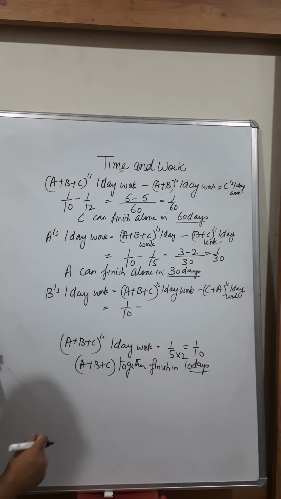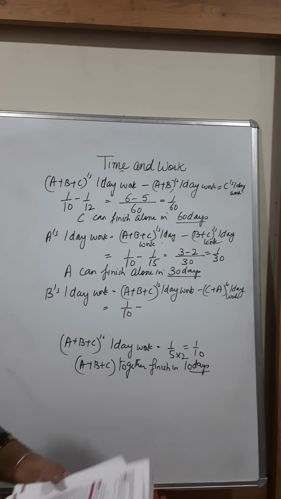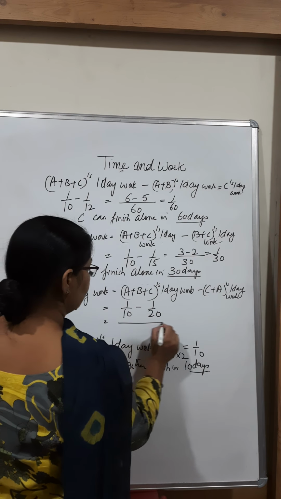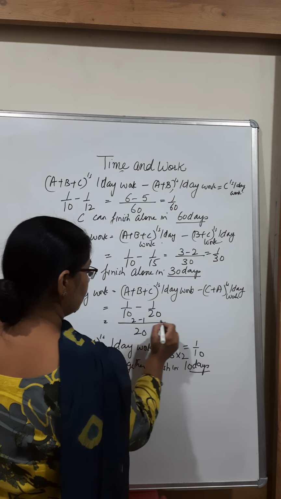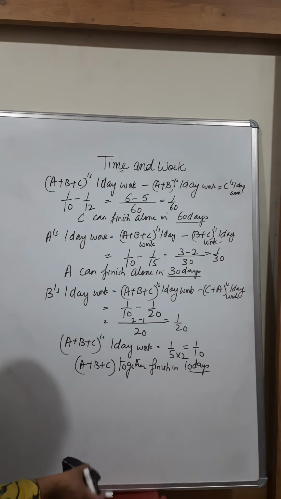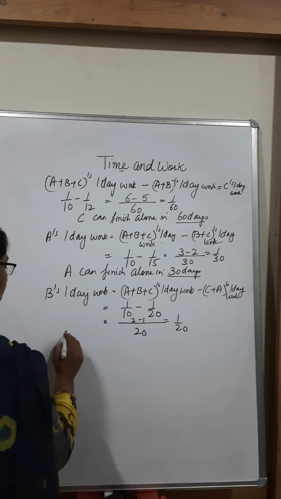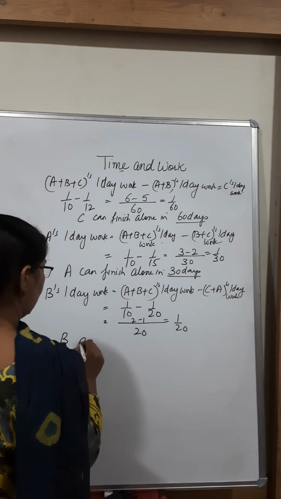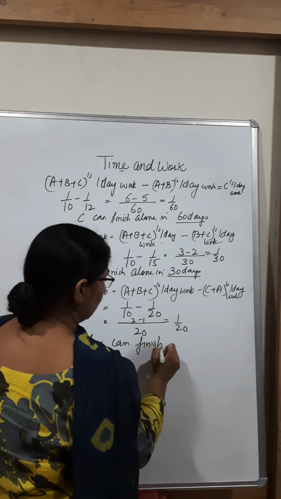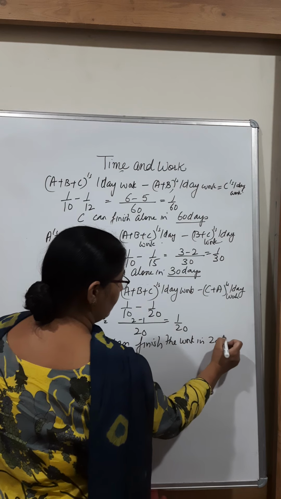Again 1/30 minus what was there? C plus A's one day work was 1/20. Now the LCM of this will be 20. 2 minus 1 which is equal to 1/20. So B alone can finish the work in 20 days.